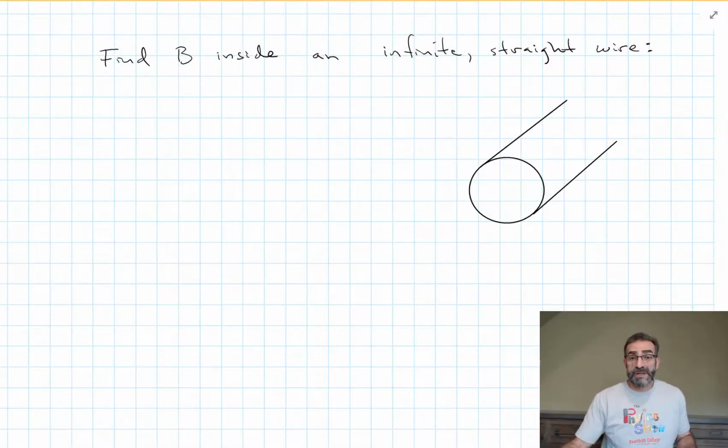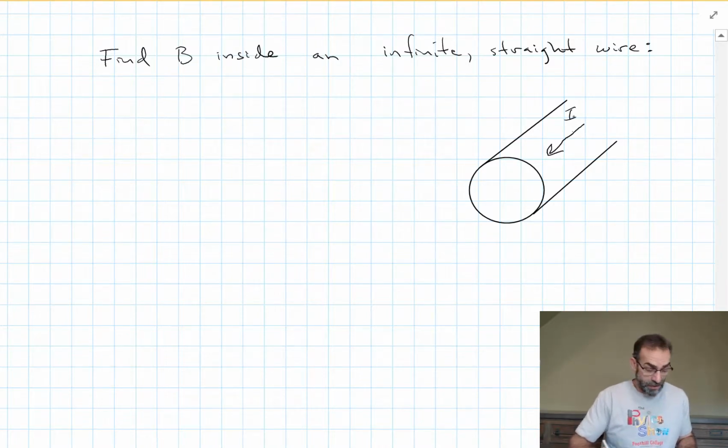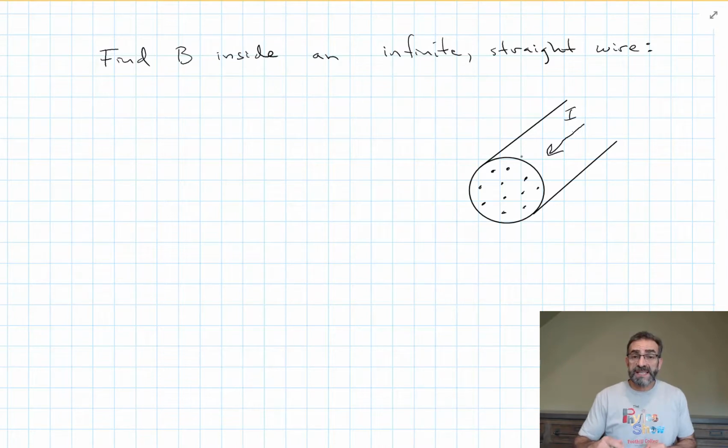One place where Ampere's law is useful is finding the magnetic field inside of that infinitely long current carrying wire. So I've drawn the cross section of the wire, and let's say it's carrying a current I in this direction. If we look at the end of the wire, that current is coming toward us. Let's take the case where the current is uniformly distributed over the cross section of the wire.